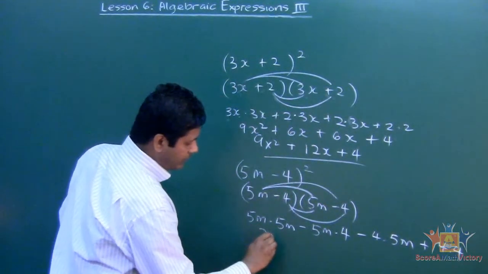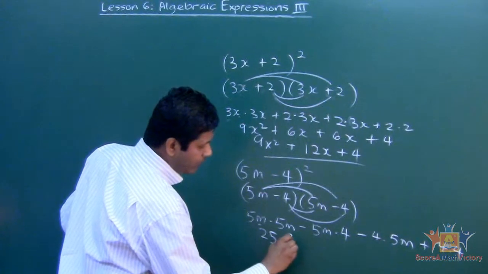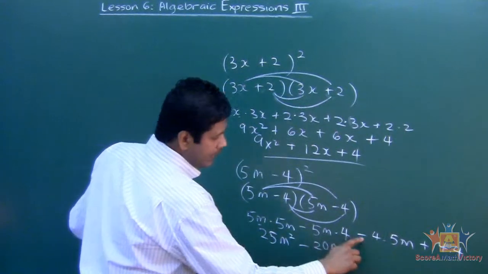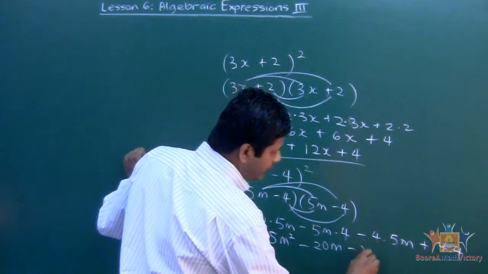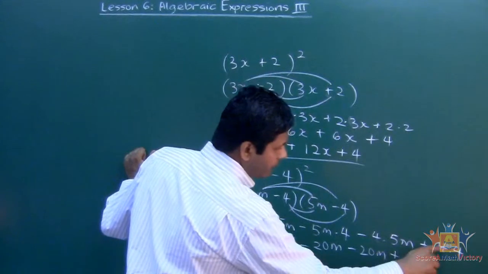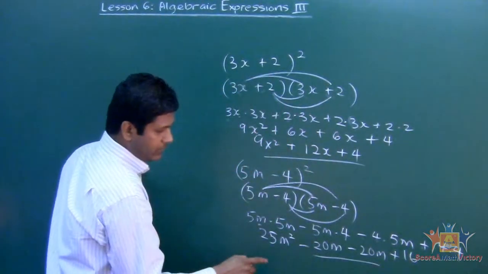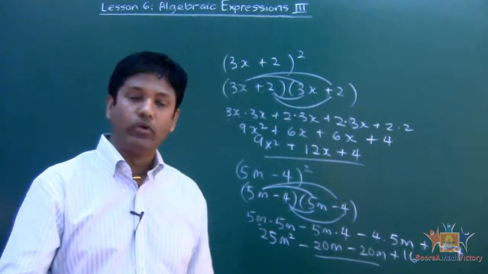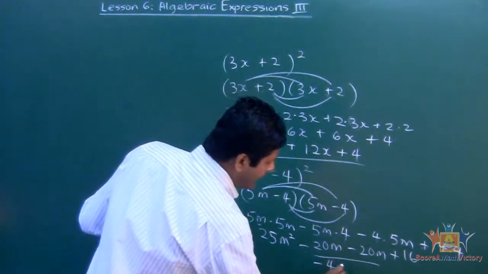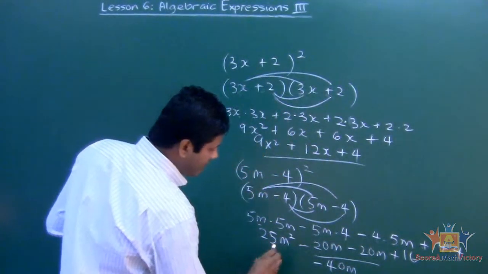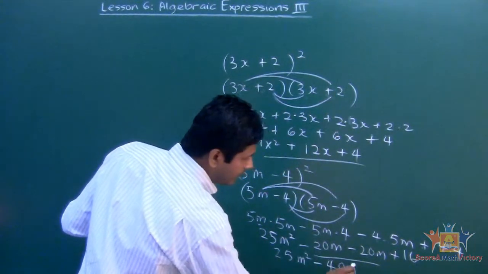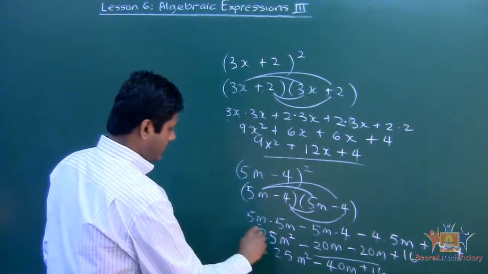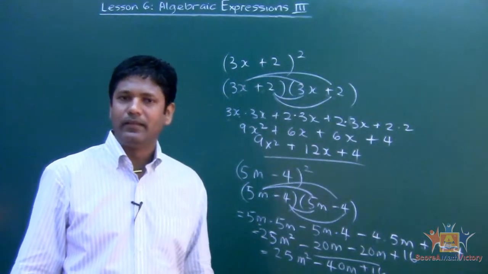5 times 5 is 25. m times m, m squared. Negative 5 times 4 is 20m. Negative 5 times 4 times 5 is 20m. Plus 4 times 4 is 16. Now look at this too. Negative 20m, negative 20m. You're combining. I owe more, so it becomes negative 40m. And I rewrite this back. 25m squared plus 16. Right there. Okay? Pretty easy, isn't it?